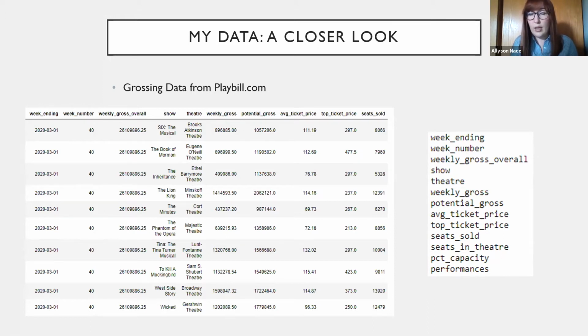So every entry in this data set is a show in a particular week of the year with its weekly gross. You can see all of the columns there on the right: the weekly gross for that show, the weekly overall gross for Broadway of that week, the potential gross for that show if all tickets had been sold at the top ticket price, how many seats were sold that week for that show, the percent capacity in the theaters, what theater it was in, stuff like that. So that's the grossing data that I got from the internet.